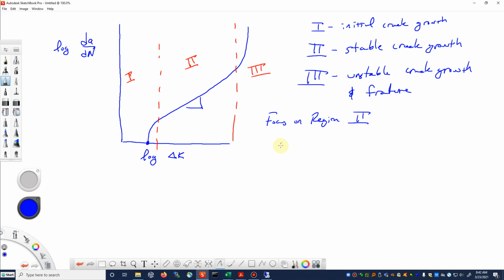Now, again, because these are on log-log scales, we can write a power law type relationship. We've seen this already a few times in our class, where we have these power law relationships. And in this case, the variables of interest are the crack growth rate, dA/dN, some coefficient C, and delta K to the m power. The C and the m are material constants. They're material fitting constants.